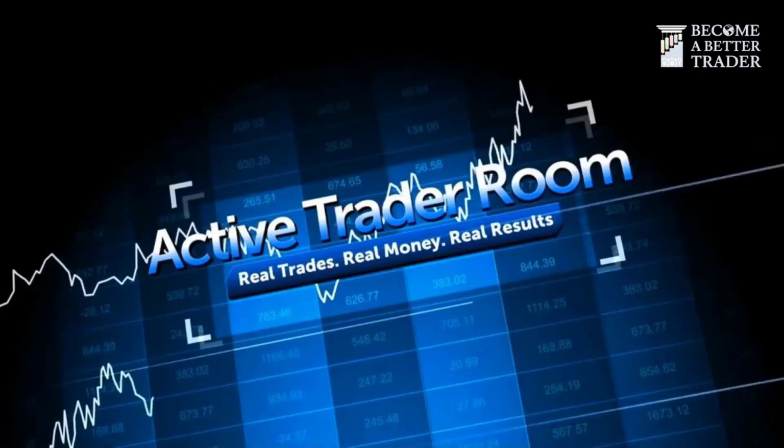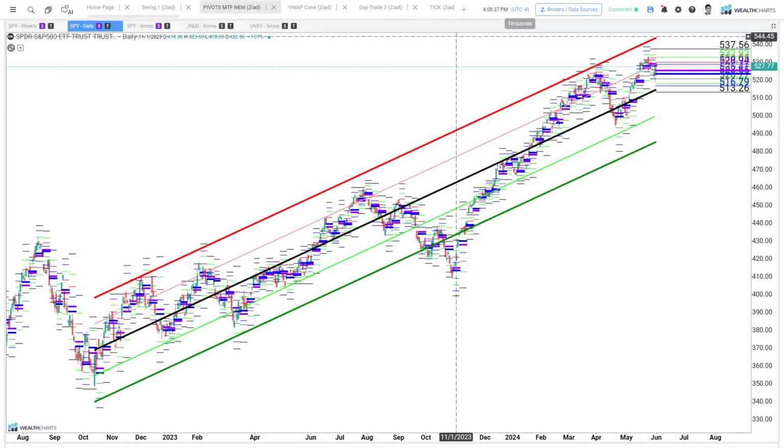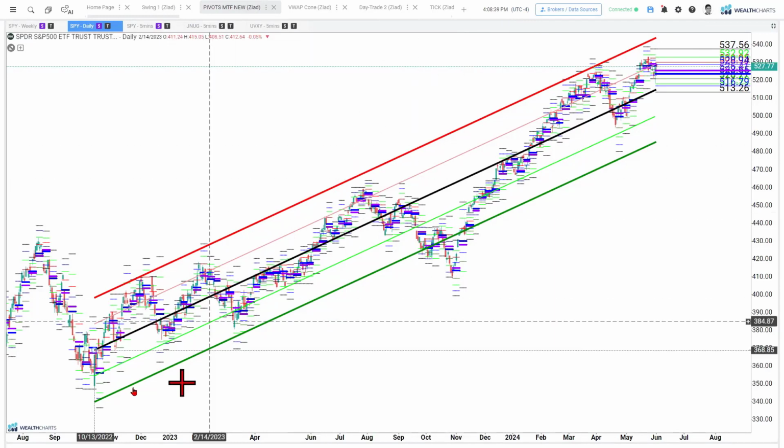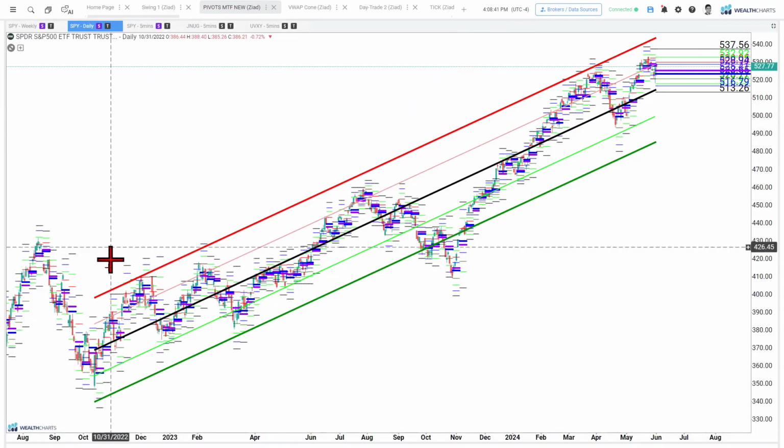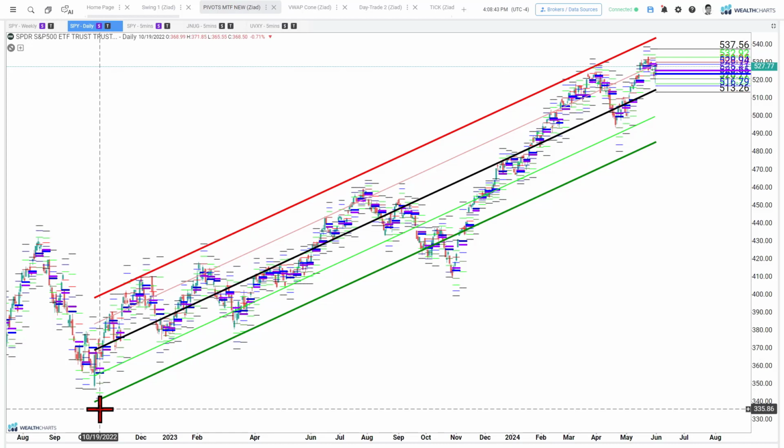Well, welcome back, everyone. Welcome to the wonderful summer month of June, and we are kicking it off with indeed a bang in markets. Now, this chart is a daily candlestick chart of the S&P 500. It goes back to October of 2022. Why am I bringing this up?